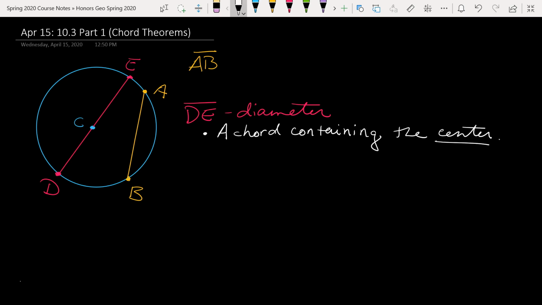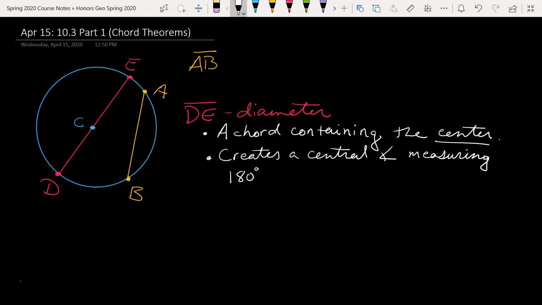But here's another important point. Diameter DE actually also creates a central angle, DCE. And as will be the case with every diameter, the measure of that central angle will be 180 degrees.